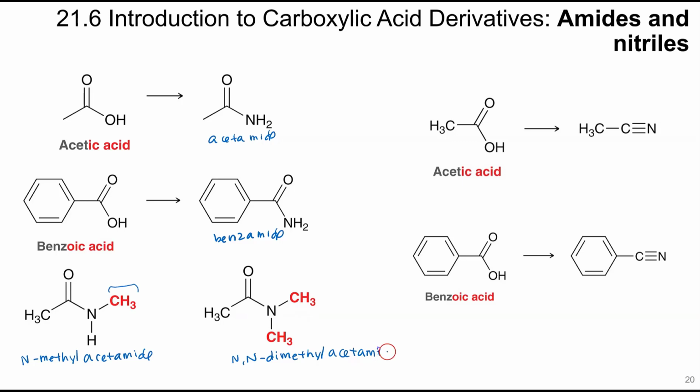carbon. If you have a nitrile, this is acetonitrile. So nitriles, we just drop the ic or oic acid ending and then you replace it with -nitrile. So this one is benzonitrile.